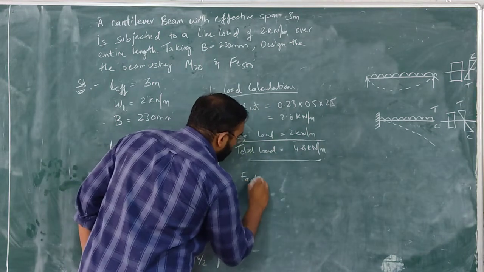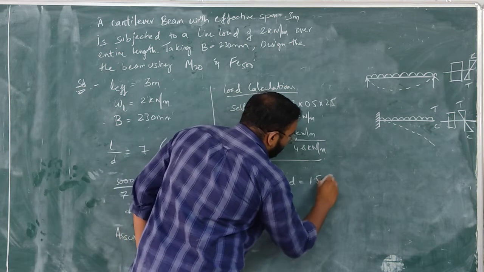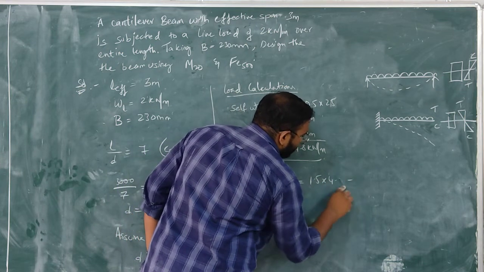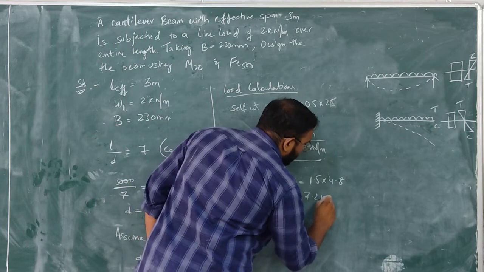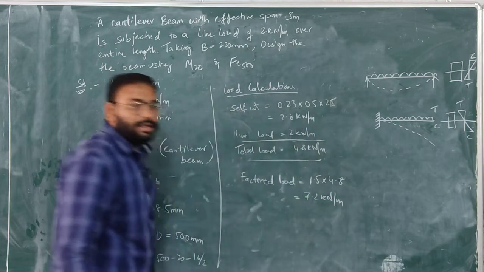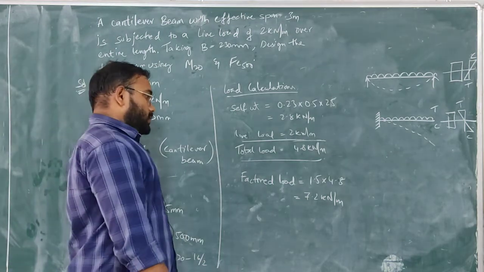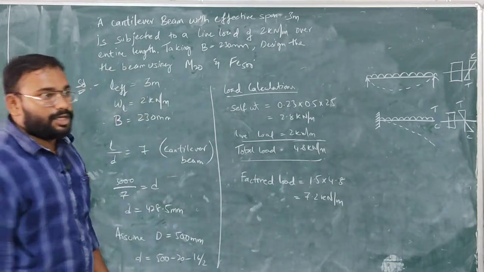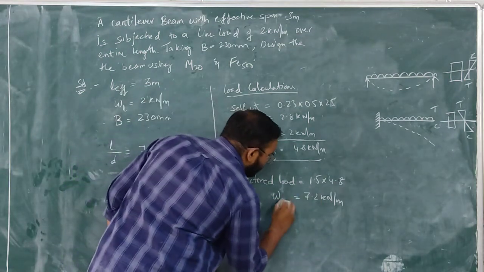Next is the factored load. 1.5 into 4.8 will be 7.2 kilonewton per meter. Correct? 7.2 kilonewton per meter. This is the factored load, WU.